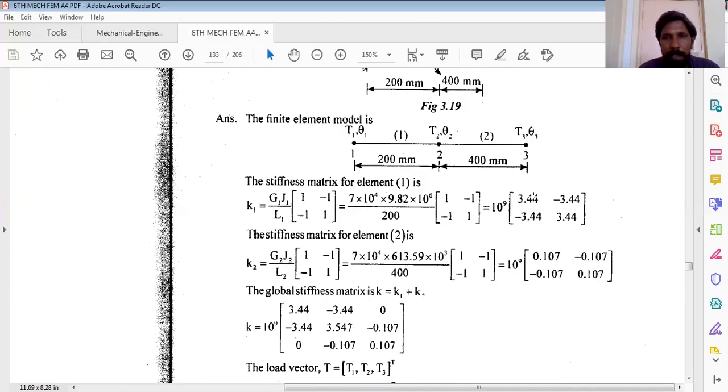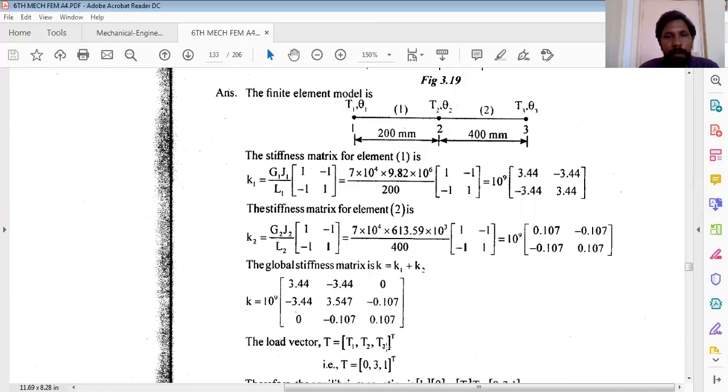Write the coefficients. So the theta 1 cross theta 1 element is 3.44, theta 2 cross theta 1 is minus 3.44, and theta 3 cross theta 1 is 0. Similarly, theta 2 cross theta 2 is at two locations, which are 3.44 and 0.107, which need to be added, and the resultant value is 3.547. The rest of the matrix corresponds to element 2, which is minus 0.107, here also minus 0.107, and plus 0.107.